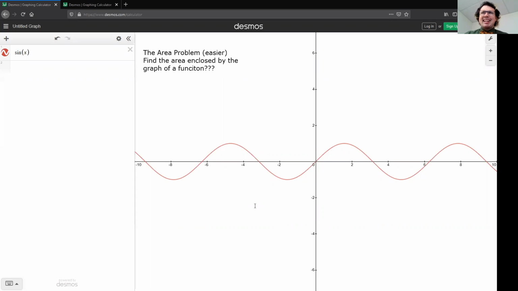So we want to start off with an easy version of the area problem, since we're just starting out, right? We want to start out somewhere easy where we can make some early successes and then figure out where to go from there. And I'm suggesting that we should start by looking at the graphs of functions.